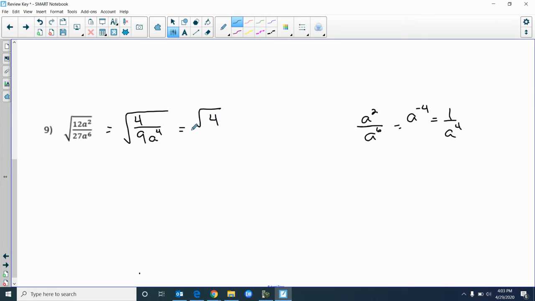Now I can make it the square root of 4 over the square root of 9a to the 4th. Square root of 4 is 2. Square root of 9 is 3. Square root of a to the 4th is a squared. That's going to be your final answer for that one.